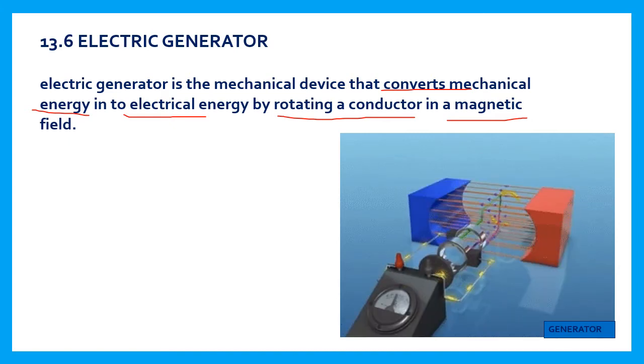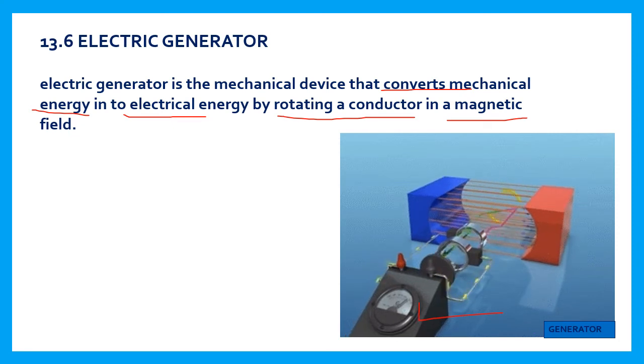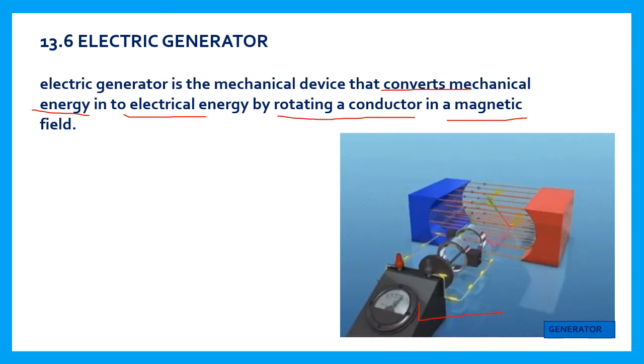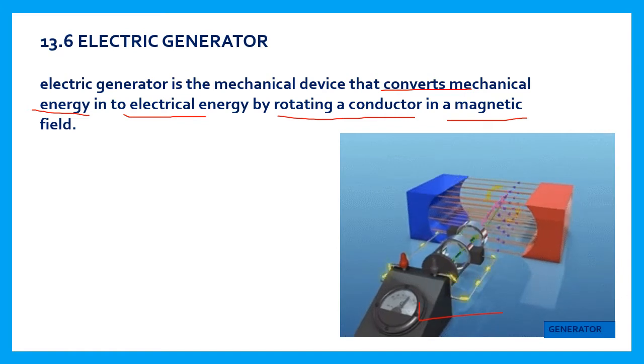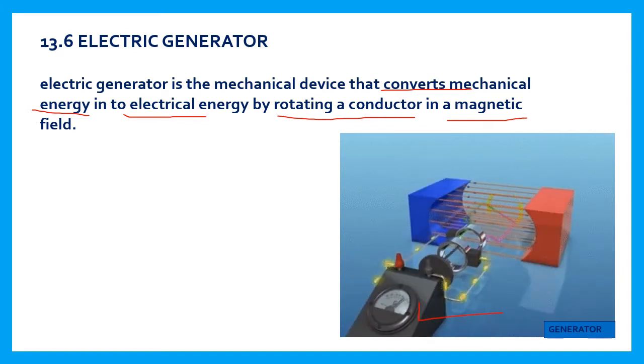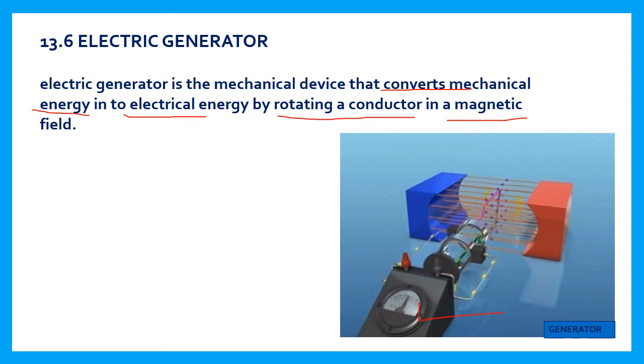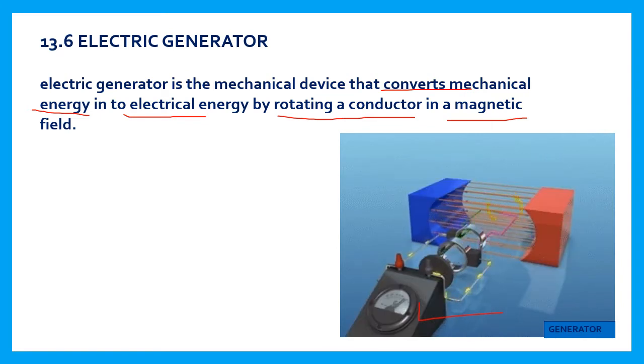Here in the animation you can see that this conductor is moving inside the magnetic field and electricity is being produced. The presence of electricity can be noticed in this galvanometer. You can see the needle of the galvanometer deflecting when the electric coil is moving inside the magnet. If the electric coil is not moving, there is no deflection in the galvanometer. But when the coil is moving inside the magnet, electricity is produced, right? These are the magnets.